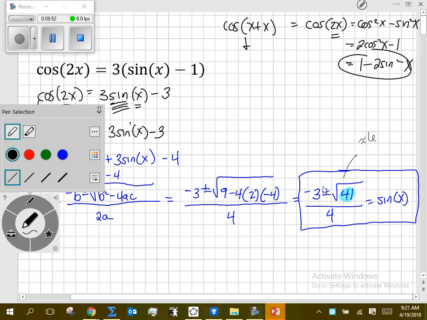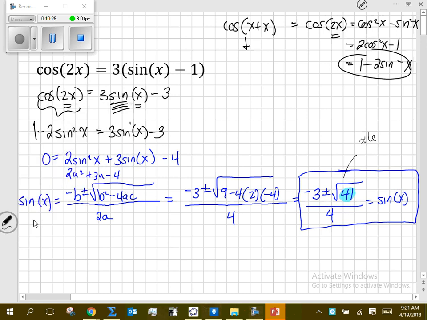Okay? If I do negative 3 minus root 41, what's negative 3 minus 6? Negative 9, right? What's negative 9 divided by 4? Negative 2 and a fourth, right? Does the sine ever get to negative 2? No. Okay? And then we'll do the math here again, but that should show that that's an undefined solution for the negative values there. Okay? All right, so let's try to solve for x.